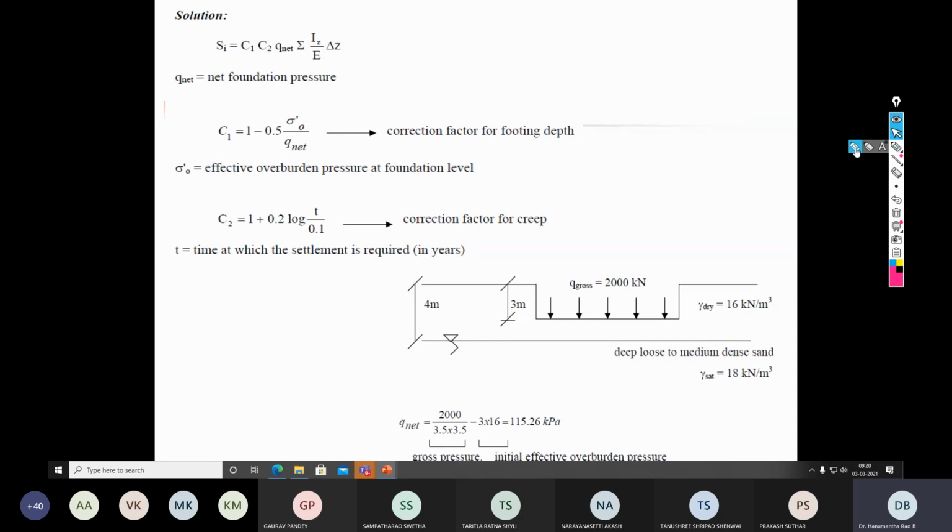Sir, for different layers, will this net foundation pressure be different, or do we have to take the same? No, we have to take the same, because if you look at this equation, it is a common value. Only Iz, delta Z and E shall be taken differently for different layers, because this is a summation. So calculate the Q net, that is load divided by the area minus overburden pressure. Even if you do not remove the overburden pressure, still okay. So there is no issue.